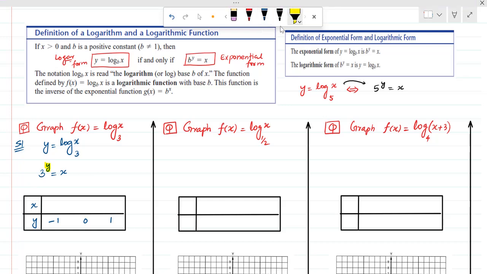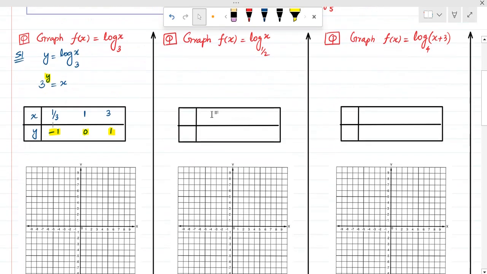When I substitute the values in y, what happens? When I substitute 0, any power 0 is 1. When I substitute 1, 3 raised to the power 1 is 3. When I substitute -1, you will get x equal to 1 over 3. Now, what are the points you will get? 1 over 3 comma -1, then 1 comma 0, and 3 comma 1.